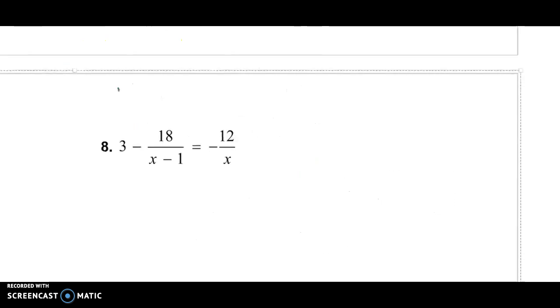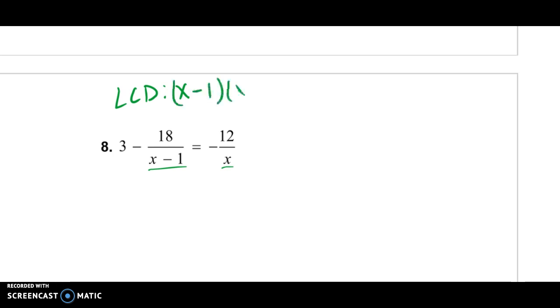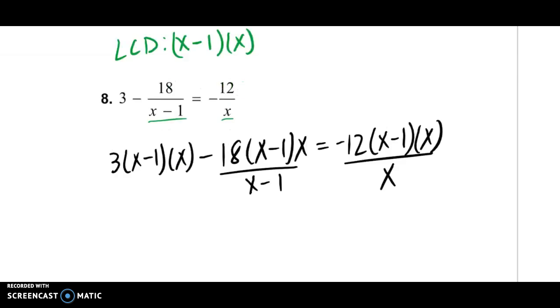Okay, for this one, it looks like our least common denominator is going to be x minus 1 times x. So let's multiply the whole top row by the least common denominator. This is what we would get. Remember, when you're doing these, you're bringing down the same denominator. You're just multiplying the top row, so the numerator, by the least common denominator.